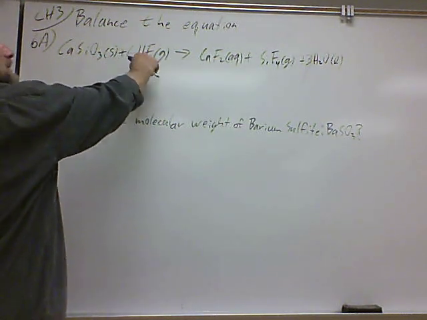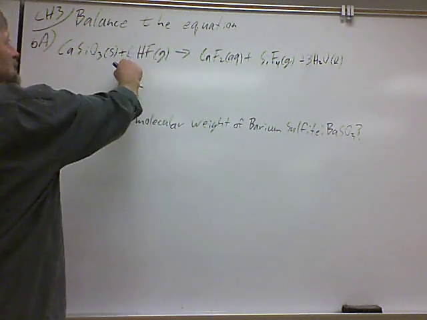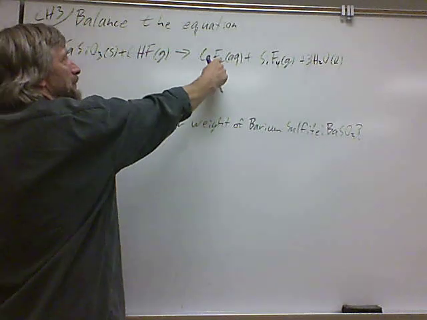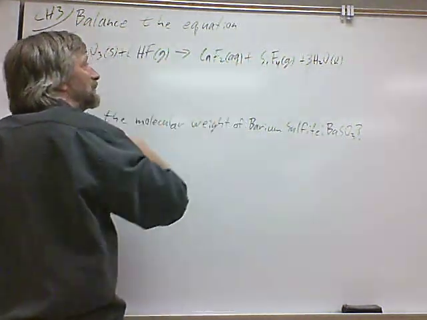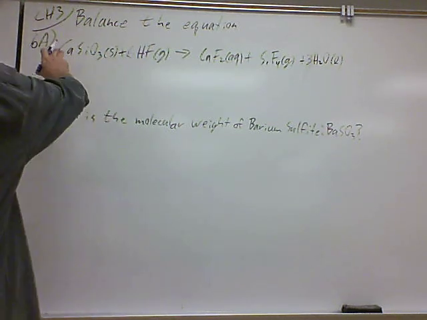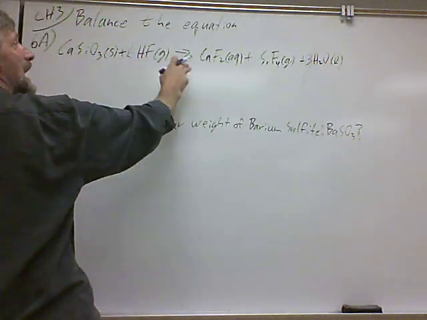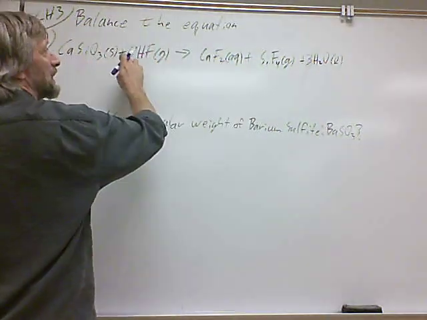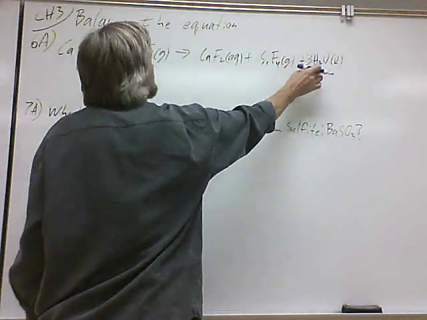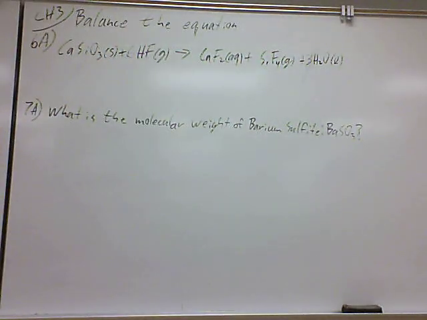We have 6 fluorines. The coefficient multiplies everything in the compound. We have 6 fluorines, and we have 2 plus 4 is 6 fluorines. So we went through it once. Now we just verify that it's completely balanced. So I have 1 calcium both sides, 1 silicon both sides, 3 oxygen both sides, 6 hydrogens, and 6 fluorines. So this is a good balanced equation.